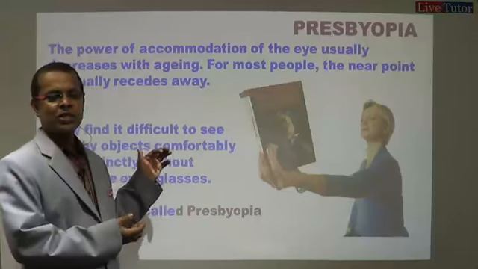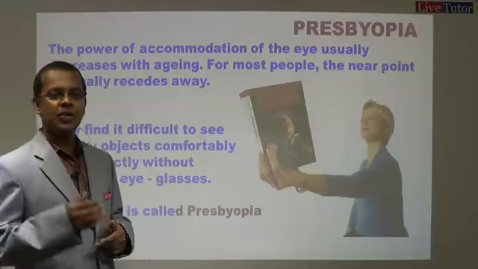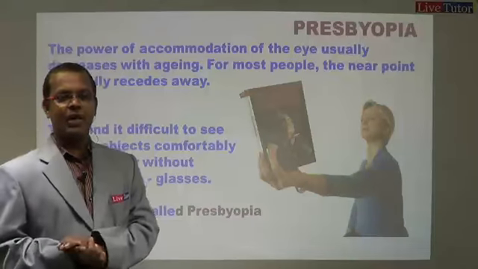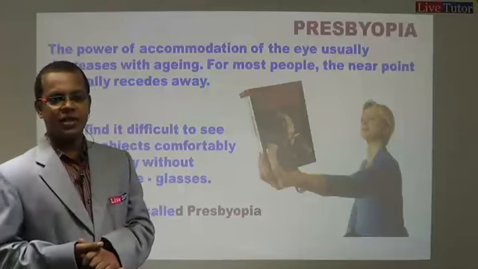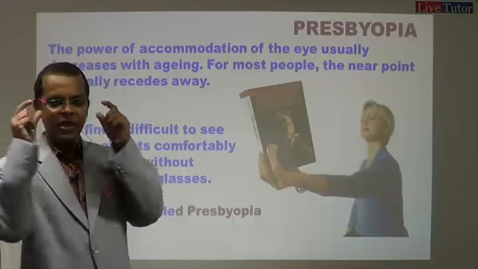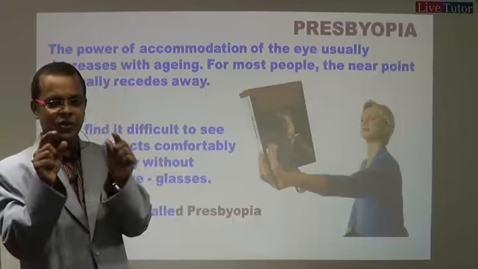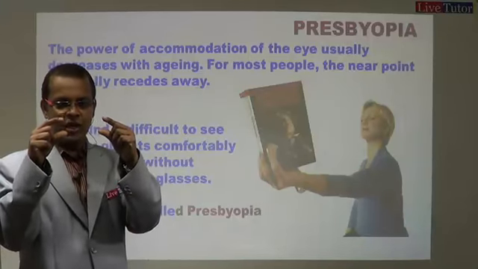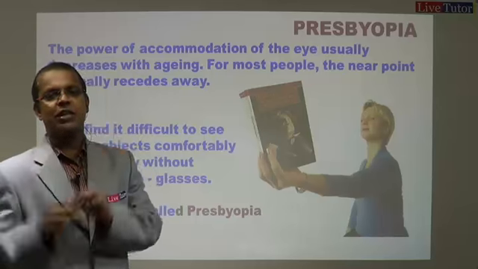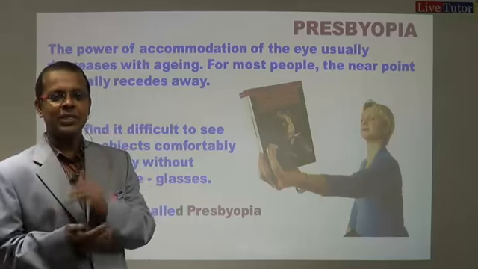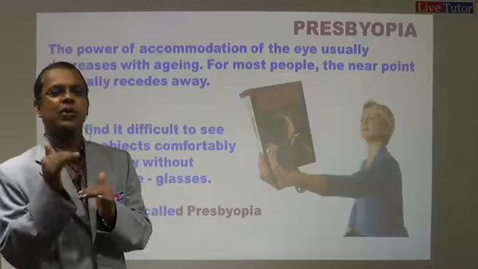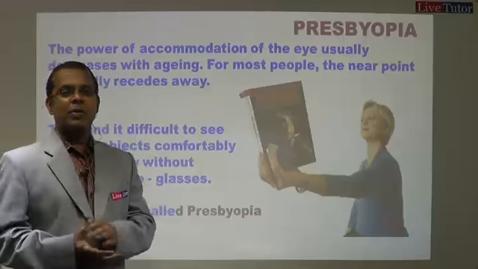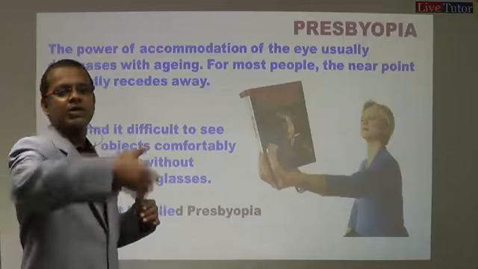This is the one which is because of aging. When people cross around 40, 35 to 40, and generally after 40, the power of accommodation, that is the ability of the iris to adjust the pupil, that is the lens, to reduce the curvature a little to see things clearly, becomes somewhat decreasing. The power of accommodation is slowly decreasing as we become older.